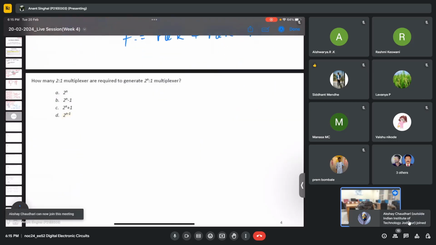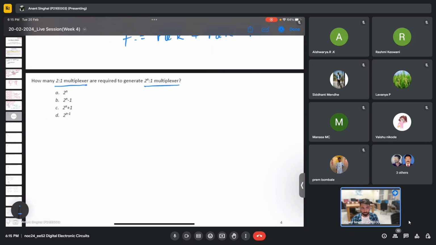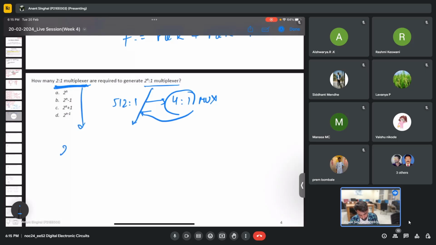Now the question says: how many 2 cross 1 multiplexers are required to generate a 2 raised to n multiplexer? It is a very popular, very easy question in the GATE exam also, that they generally give you a higher order mux, let's say a 512 cross 1 mux, and ask how many 4 cross 1 muxes are required to make this particular mux. In general, we are given 2 cross 1 muxes, and we want, let's say, a 2 raised to n mux. So how many multiplexers will be required? We need to calculate that.